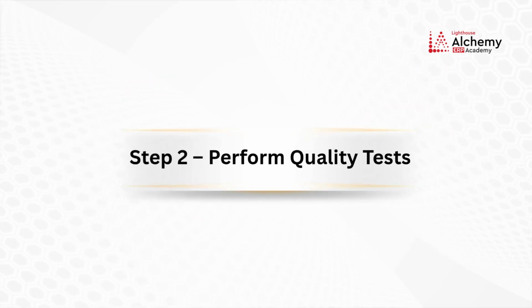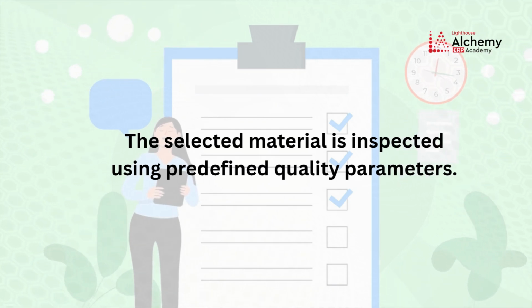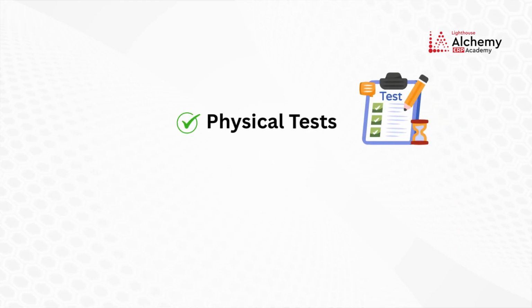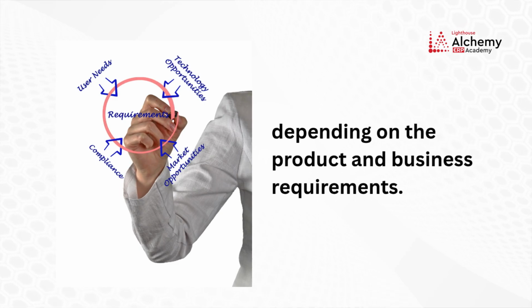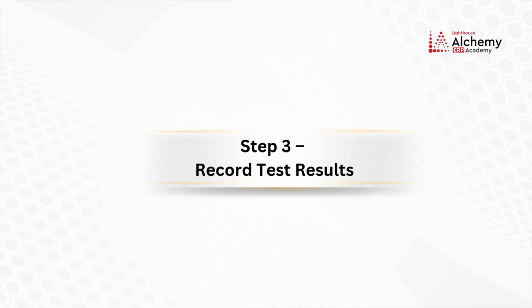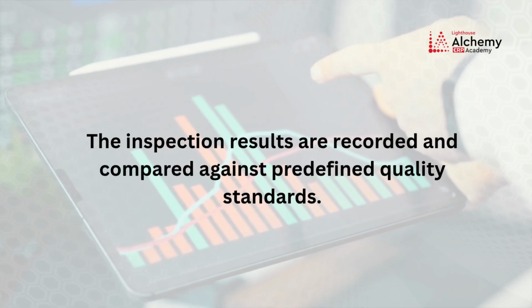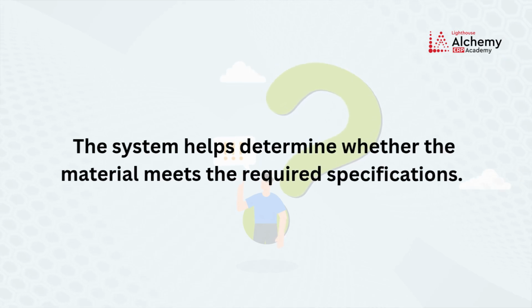Step 2. Perform quality tests. The selected material is inspected using predefined quality parameters. Different types of tests can be performed, such as physical tests, chemical tests, and visual inspections, depending on the product and business requirements. Step 3. Record test results. The inspection results are recorded and compared against predefined quality standards. The system helps determine whether the material meets the required specifications.